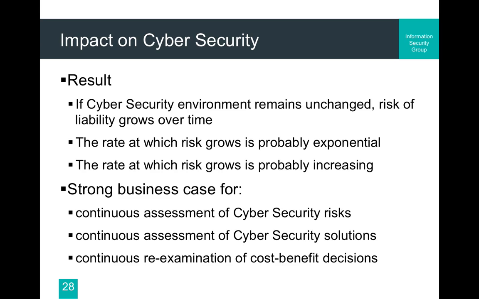Results here: if a cybersecurity environment remains unchanged, the risk of liability to your organization grows over time. If you make a decision and then leave everything as is without changing anything, the risk that you cross the line from acting reasonably to acting negligently grows over time. The rate at which that risk grows is probably exponential, in part because of things like Moore's Law. And furthermore, the rate at which that risk is growing is probably increasing. It's already exponential, but the rate of risk growth is probably increasing because of all of these radical changes to the computing environment that we're seeing in businesses today.